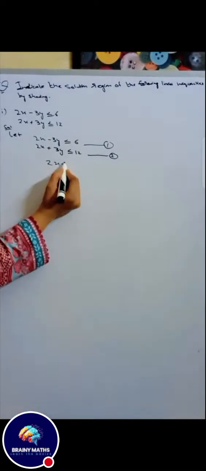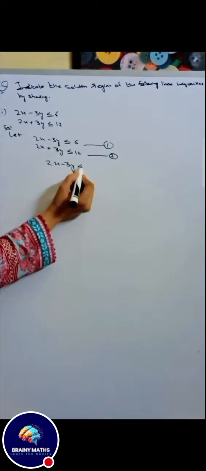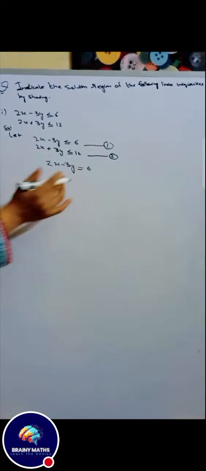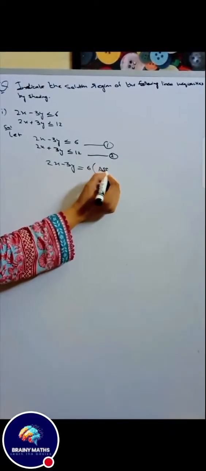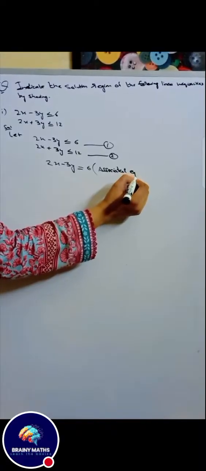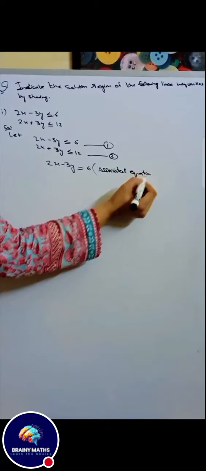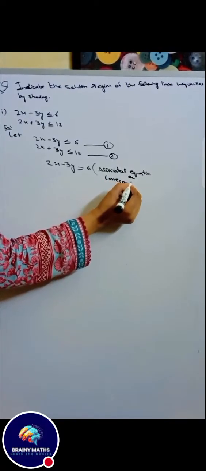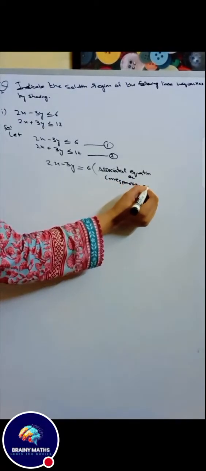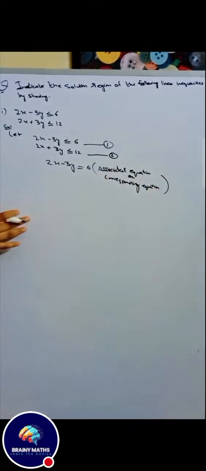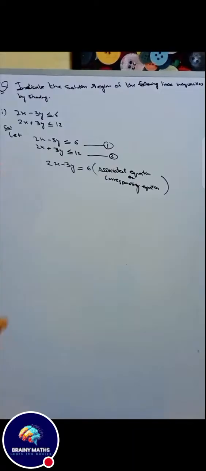2x minus 3y equals 6. This is called the associated equation or corresponding equation. Both names are correct. It's up to you what you want to call it. Alright? Now first, as you know, same procedure.